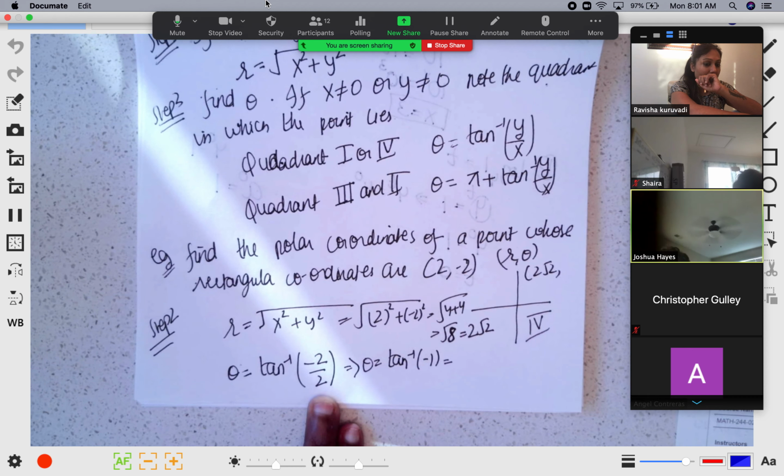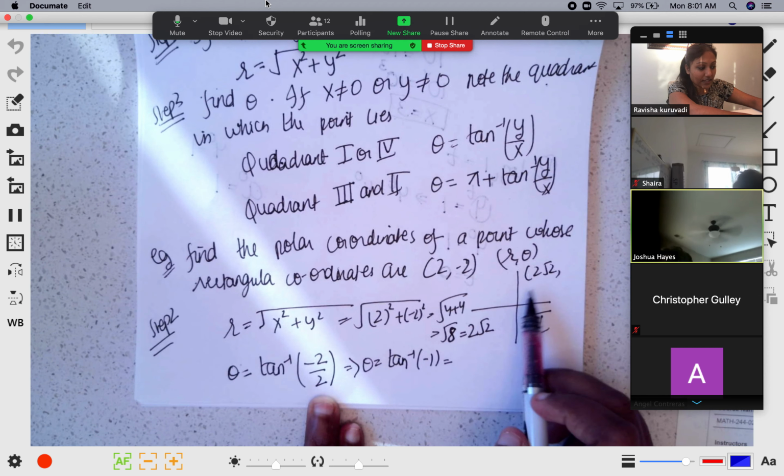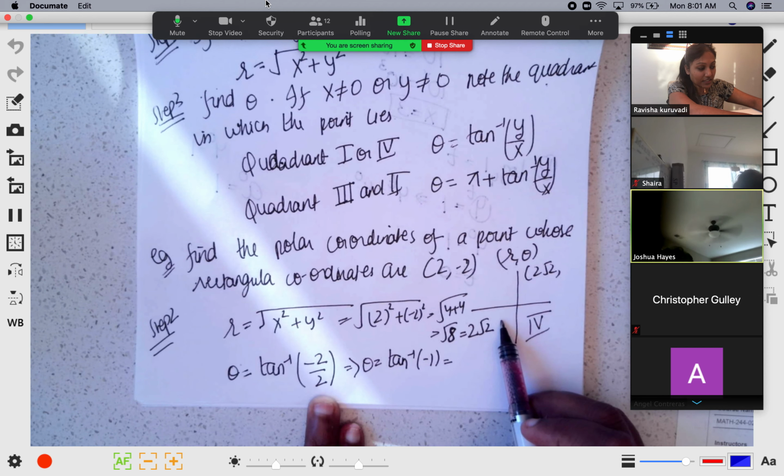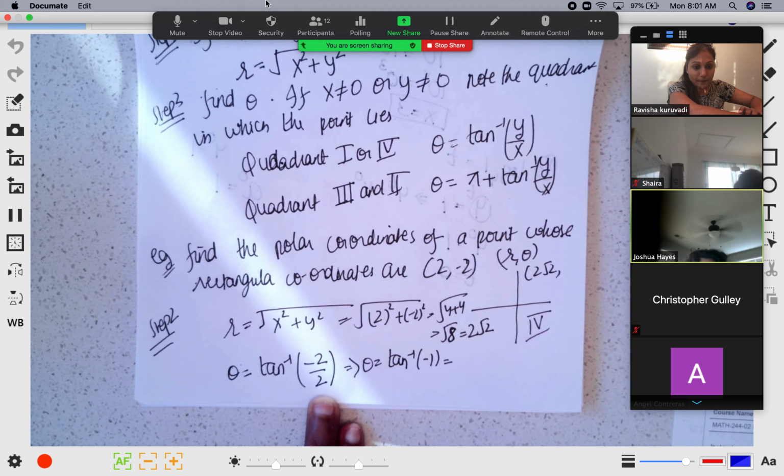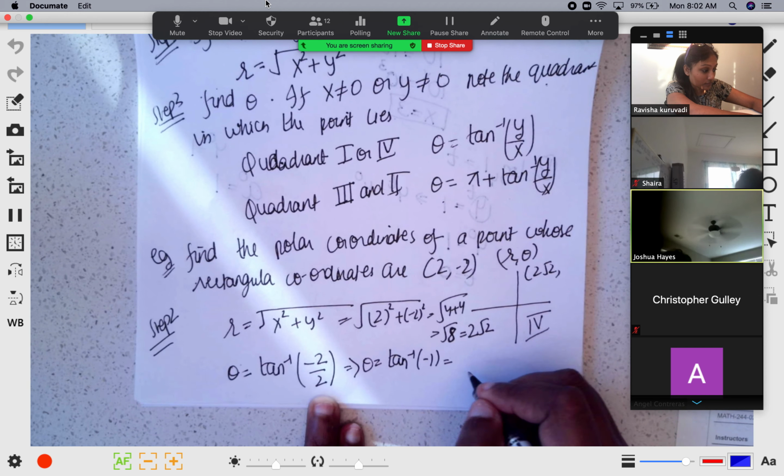Second and fourth, right? All Students Take Calculus: T comes here. So this and this it is positive, but for second and fourth it is negative. In fourth quadrant I want my tangent as negative. What angle gives me tangent as negative? Yeah, negative 1.